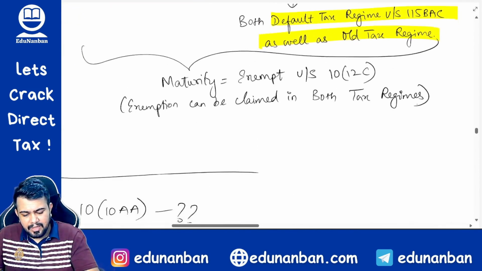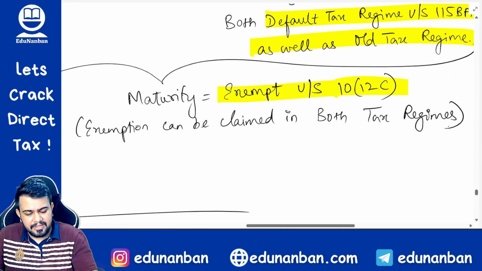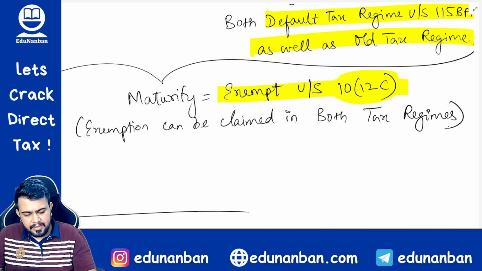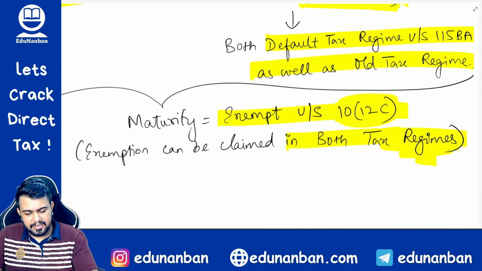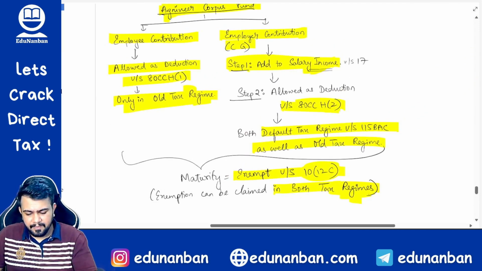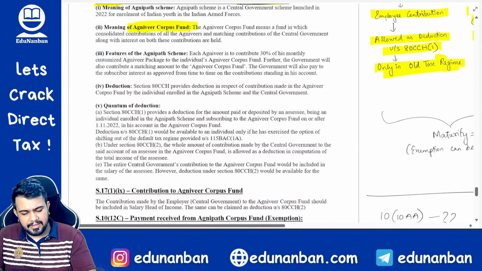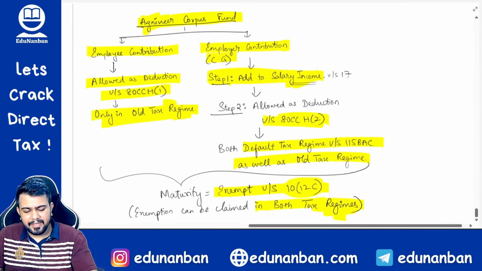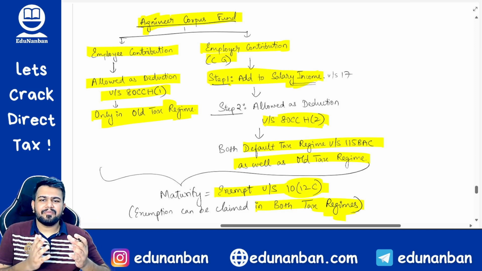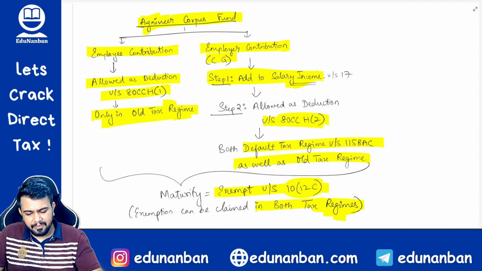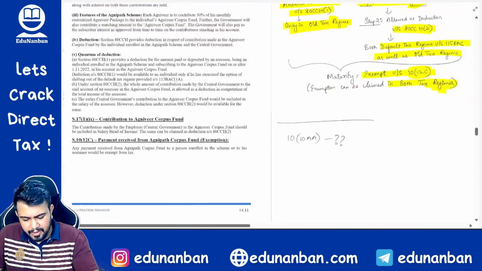Now comes maturity. The amount of maturity including interest is exempt under section 10(12C). So an exemption can also be claimed under both the old tax regime as well as the new tax regime. It is a very simple concept. If you go to this page and read all the provisions, you will easily be able to understand. Nothing is complicated about this section. The concept is similar to the provident fund or pension scheme which we have already studied. A similar concept will apply here also to the Agniveer Corpus Fund. I hope you are clear.